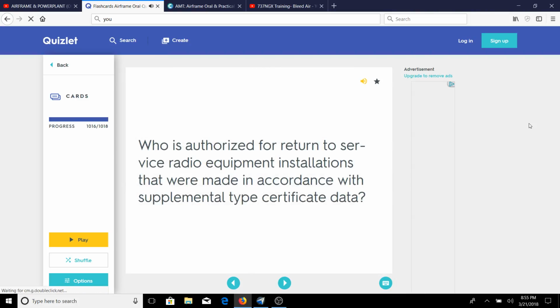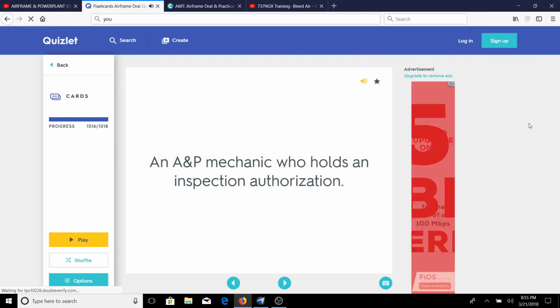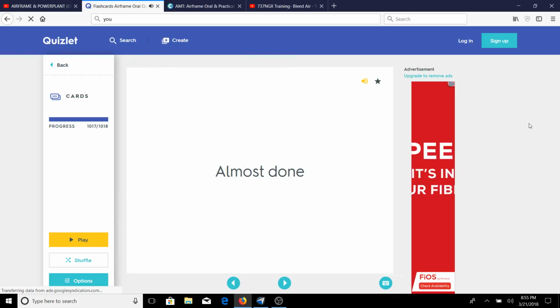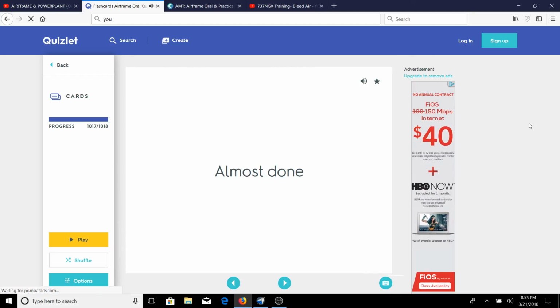Who is authorized for return to service radio equipment installations that were made in accordance with supplemental type certificate data? An A&P mechanic who holds an inspection authorization. Almost done.